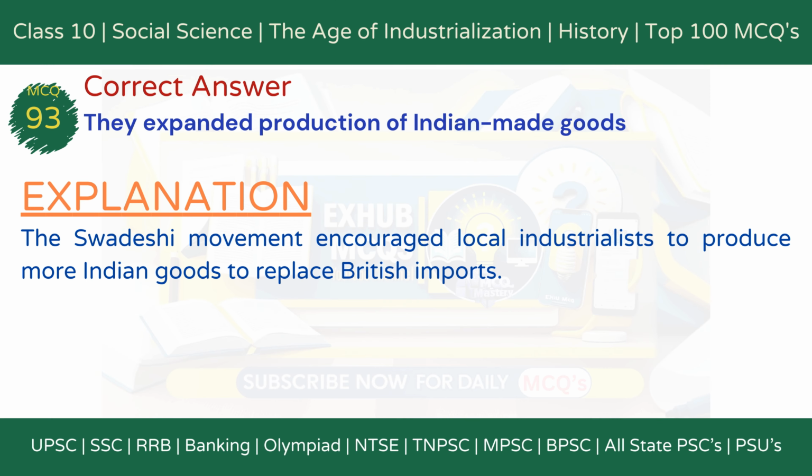The correct answer is option A. They expanded production of Indian-made goods. Explanation: the Swadeshi movement encouraged local industrialists to produce more Indian goods to replace British imports.